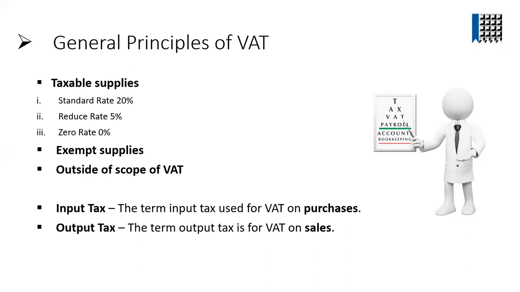The second supply is exempt supply. Certain businesses can make exempt supplies and don't have to charge VAT on their sales. Exempt supplies mean no VAT is chargeable on the sales. Unlike zero-rated supplies, all the related input tax is not recoverable either. When we discuss zero-rated, you can reclaim all the related input VAT. But in exempt supplies, you cannot reclaim related input tax.